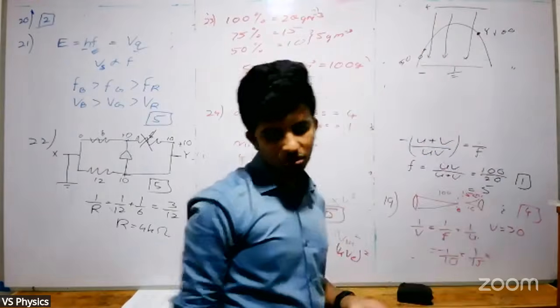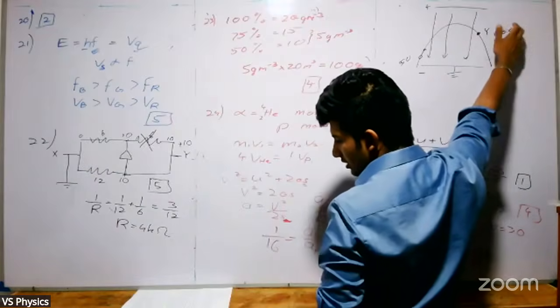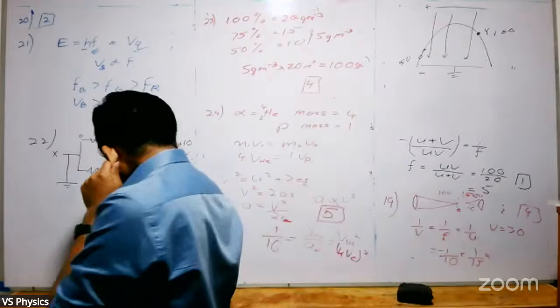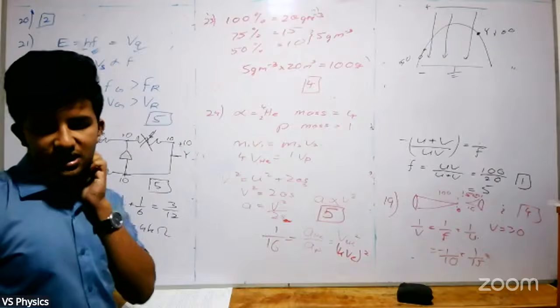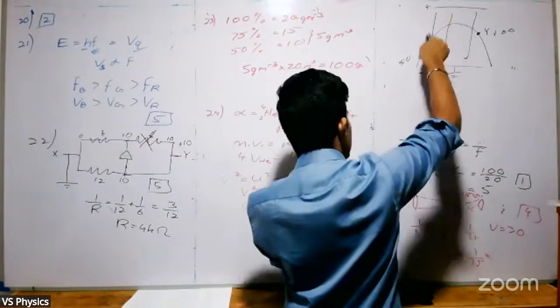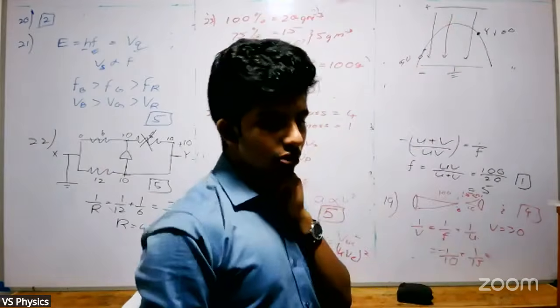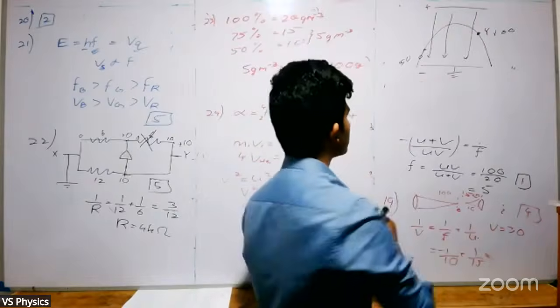Because of the electric field, therefore, yes, electric potential is greater at Y than X. Sum of electric potential energy and kinetic energy will be the same. Yes. When it goes up, it loses kinetic energy, and that lost kinetic energy will be converted into electric potential energy. Therefore, the second statement is also correct.